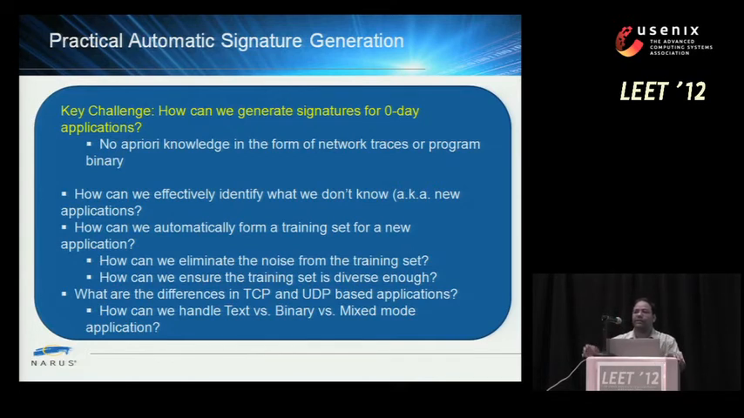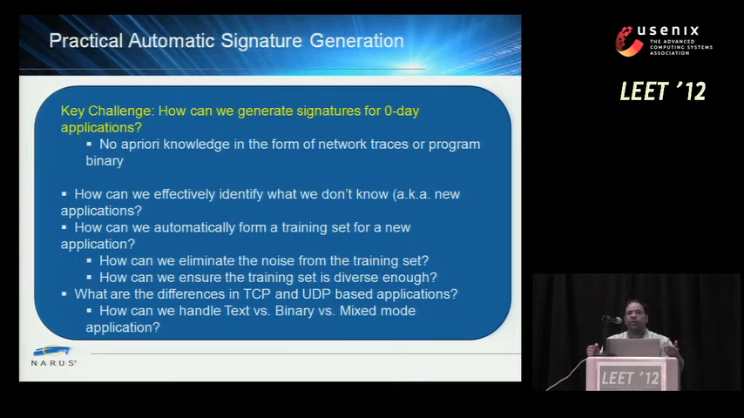So there are a lot of related problems to this key challenge. The main problem that we have is how can we effectively identify what we don't know? Given real-world traffic, how do we know what is the traffic which belongs to a particular application? If we are trying to learn signatures from network traffic, we need to be able to form flow sets or a training set for that particular application. The main problem there is how do we ensure that the impact of noise is minimized?